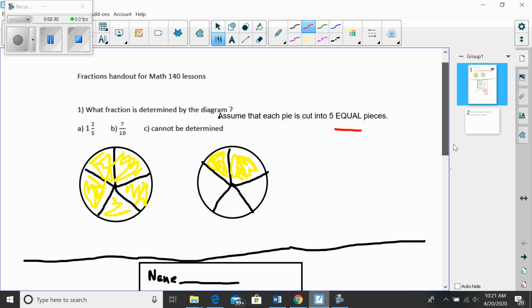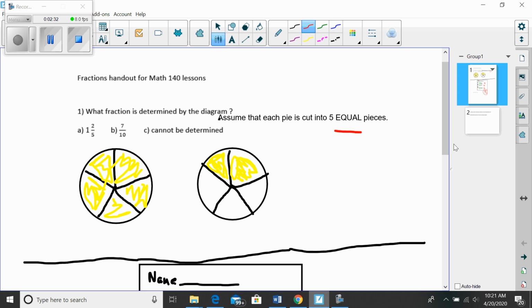If we were in class, I would ask everyone to raise their hand. What do you think? 1 2/5? Probably the majority of you would say, yes, I see 1 2/5. The others of you, I'm sure there'd be a few people who would say, wait a minute, I see 10 pieces and 7 of them are shaded, so why can't that be 7/10? What I would say to this is that the answer you should indicate is cannot be determined, because we could debate it. We could make a case for 1 2/5. We could make a case for 7/10.